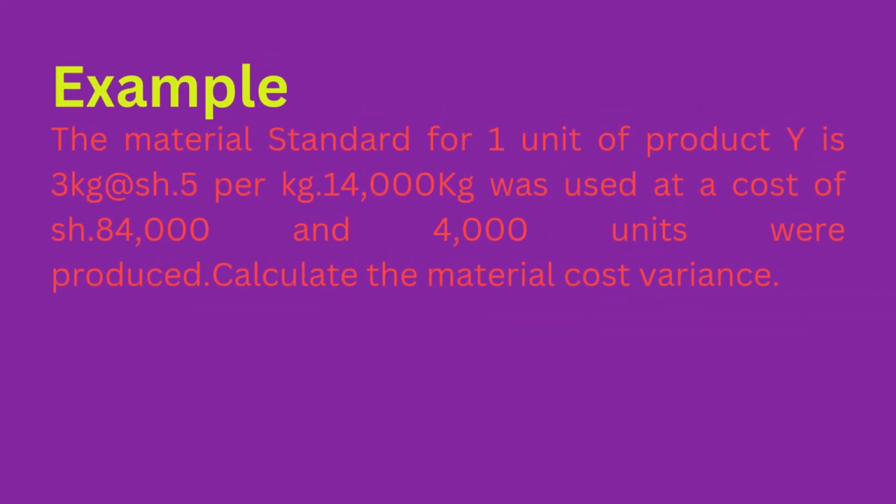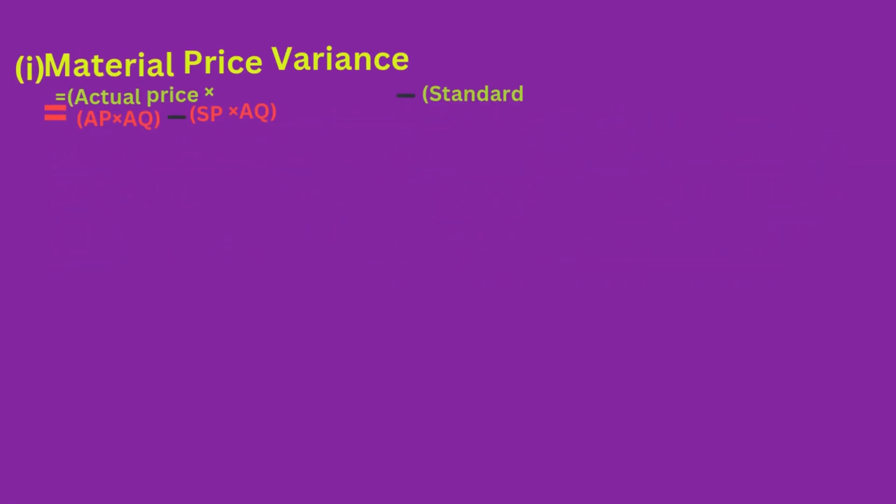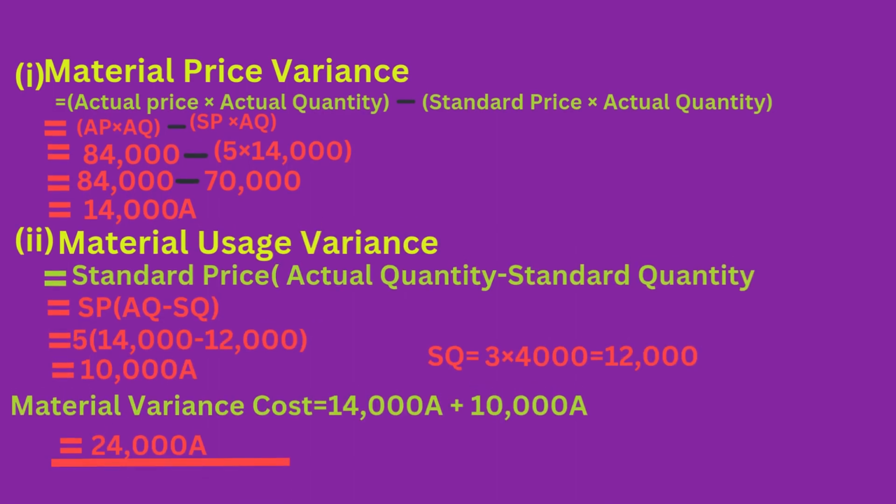Let's have an example to calculate material cost variance. In our example, it says the material standard for 1 unit of product wire is 3 kgs at 5 shillings per kg. 14,000 kgs was used at a cost of 84,000 shillings and 4,000 units were produced. Calculate the material cost variance. Let's now calculate after reading our example.